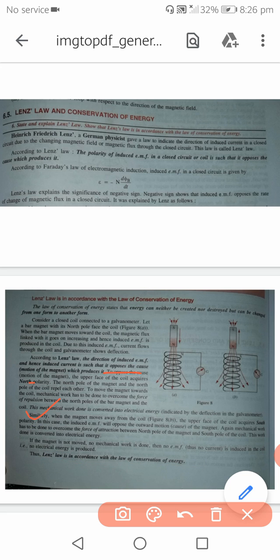Okay, similarly this is also mentioned. When it is taken away, this gets south polarity, so there will be attraction. Okay, so I think this part is clear.